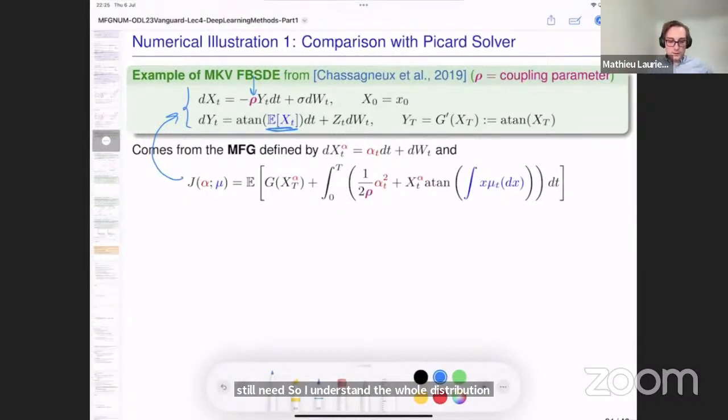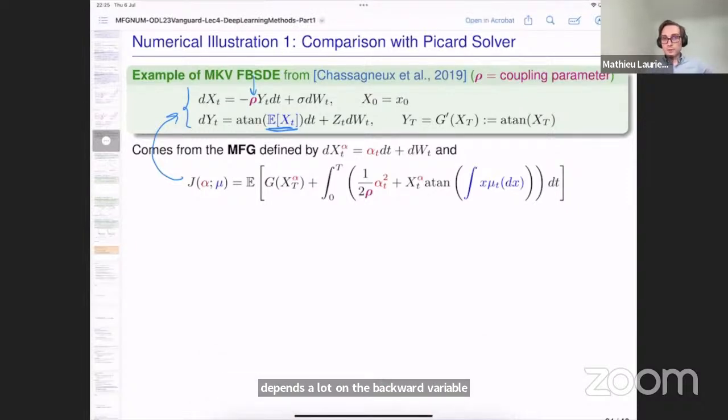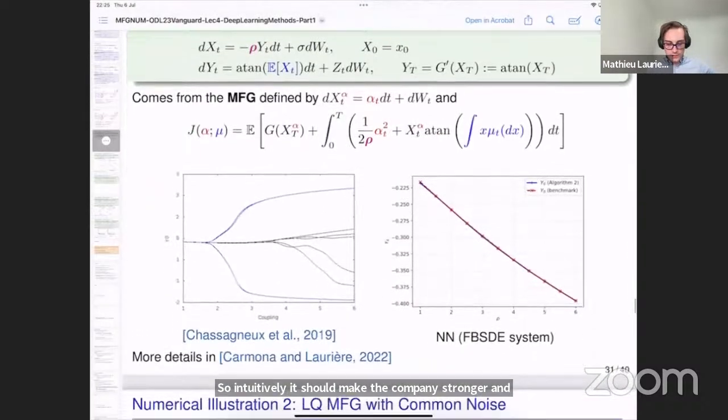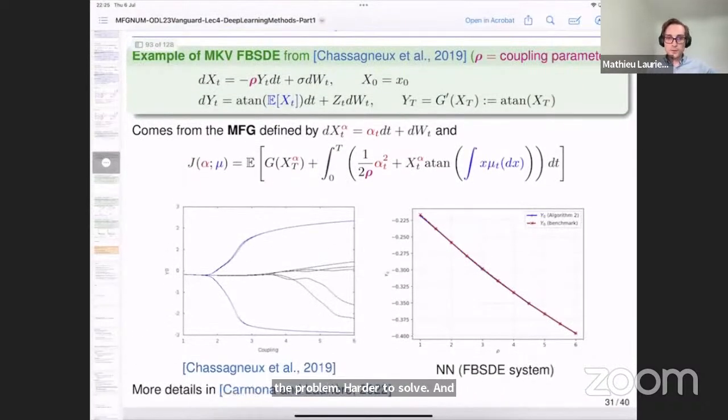Okay, and you see that when rho is equal to 0, then the forward is just the Brownian motion, it does not depend on the backward. And when rho is large, then the forward depends a lot on the backward variable. So intuitively, it should make the coupling stronger and the problem harder to solve. And what they have shown is that in their algorithm, when the strength of the coupling increases, the algorithm struggles because it's based on this forward-backward iteration.